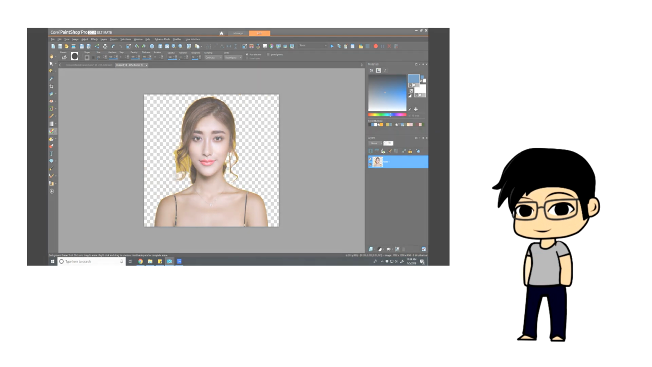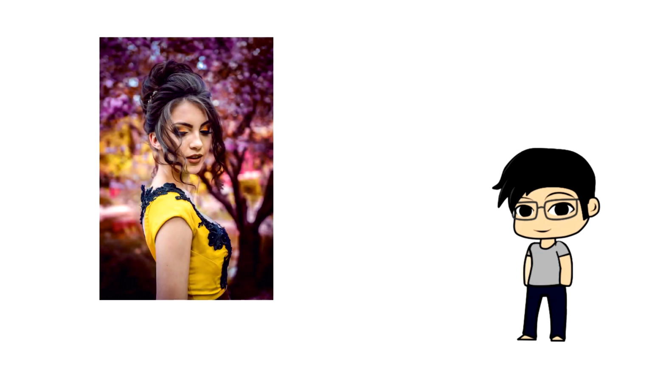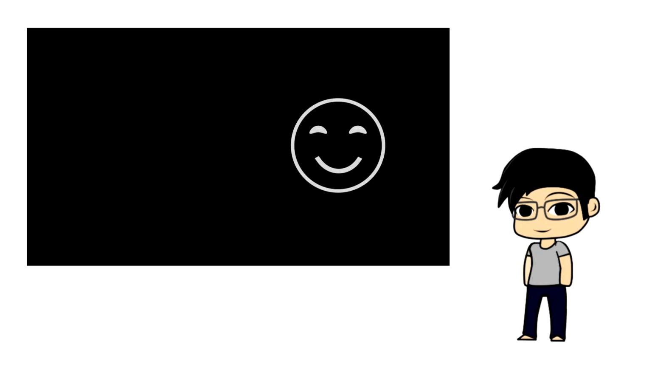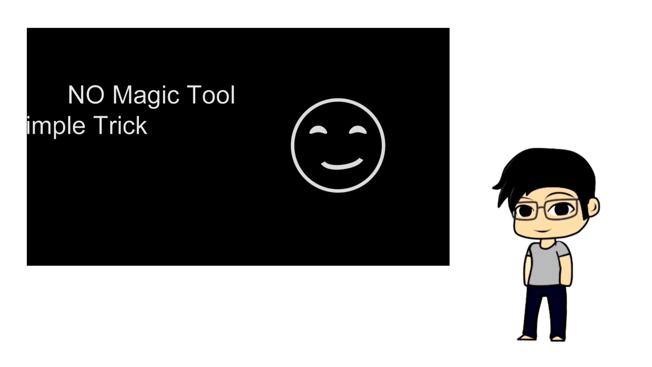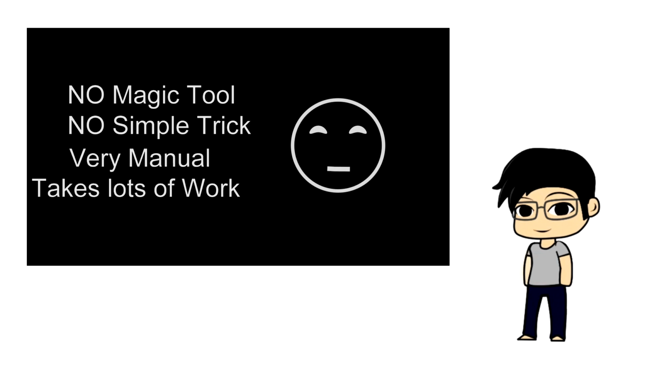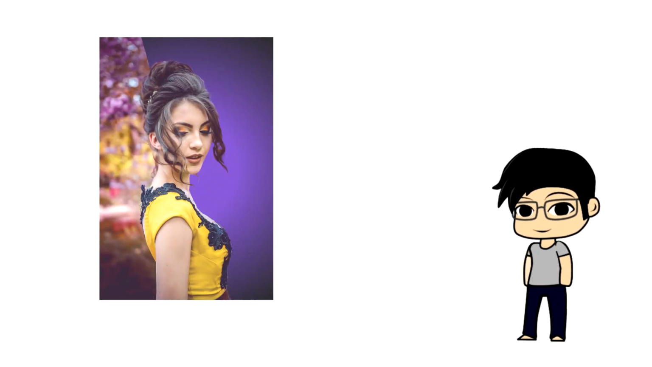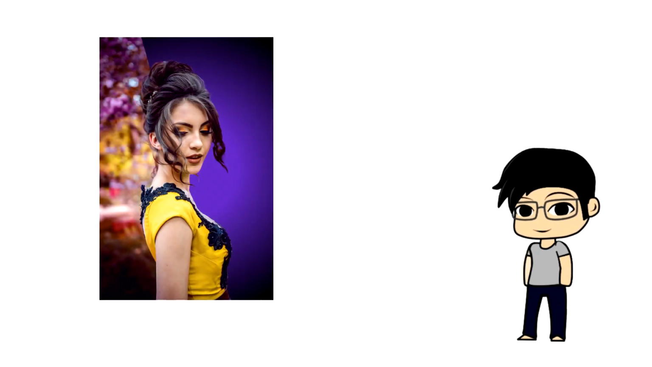But what I wanted to cover today was an example of trying to isolate a subject from a much more difficult background. And just to be upfront about it, there's no magic tool or simple trick that's going to get you there. It is very manual and it takes a lot of work. But as I go through an example, I'm going to point out some tips and tricks that can be applied doing this much more manual process. So let's get to it.